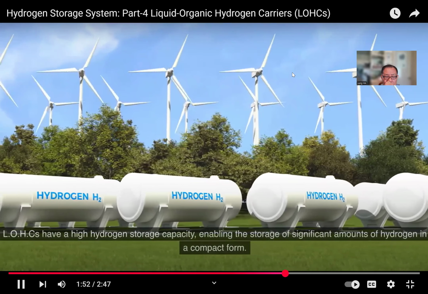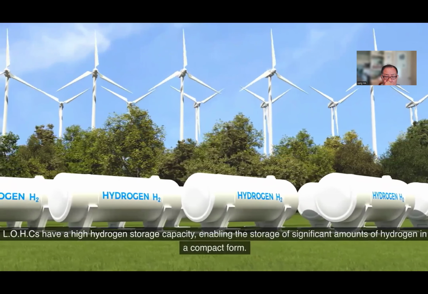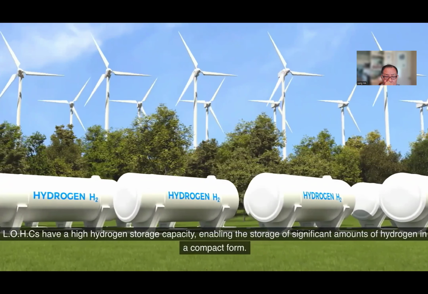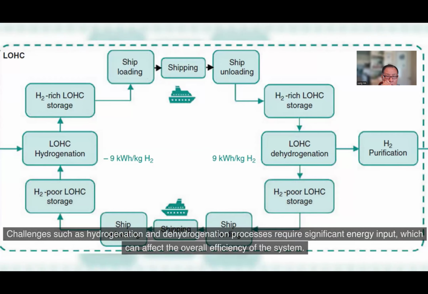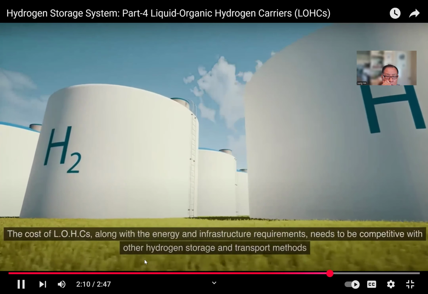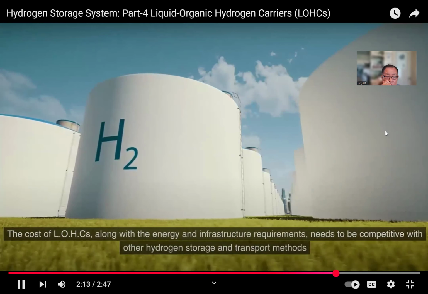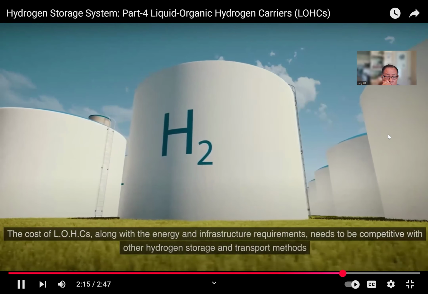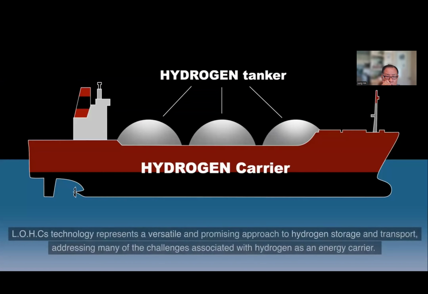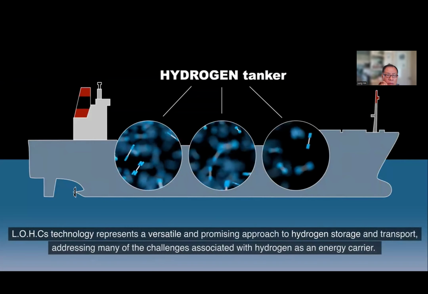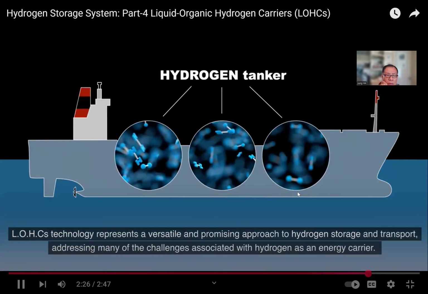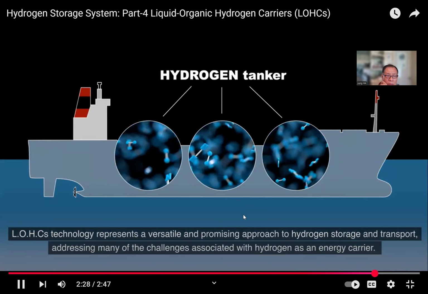LOHCs have a high hydrogen storage capacity, enabling the storage of significant amounts of hydrogen in a compact form. Challenges: the hydrogenation and dehydrogenation processes require significant energy input, which can affect the overall efficiency of the system. The cost of LOHCs, along with the energy and infrastructure requirements, needs to be competitive with other hydrogen storage and transport methods. LOHC technology represents a versatile and promising approach to hydrogen storage and transport, addressing many of the challenges associated with hydrogen as an energy carrier.